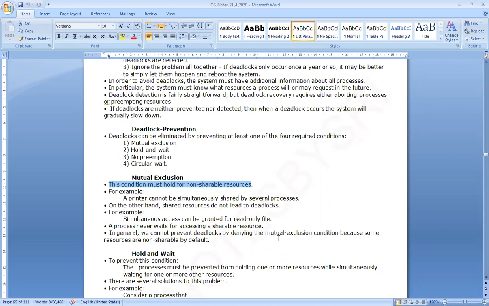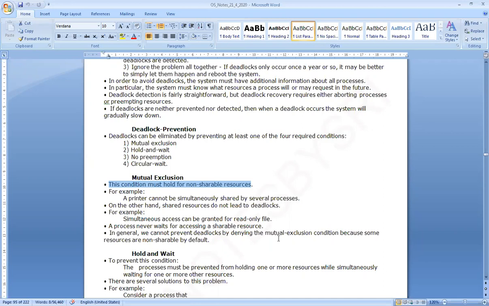If it is a shareable resource, they should have some kind of communication so that only one process can enter that particular resource, and one process can use that resource at any given point of time. So that is called mutual exclusion.